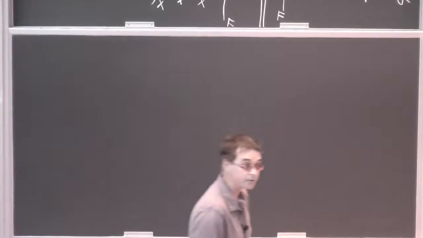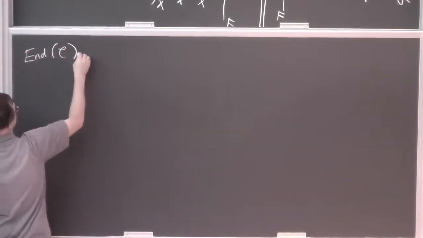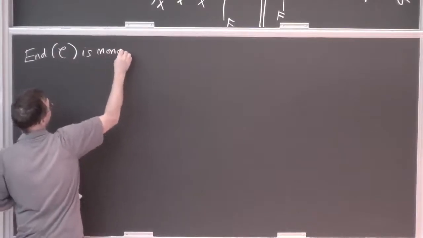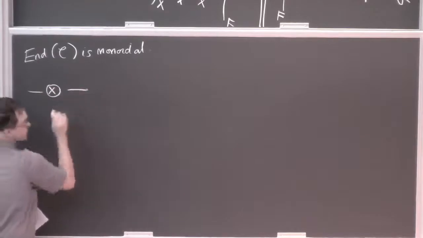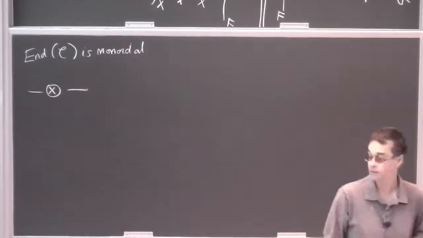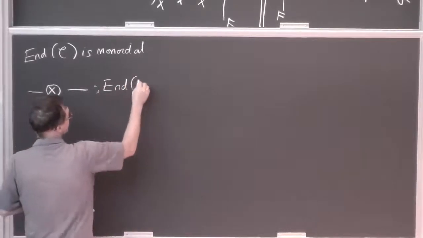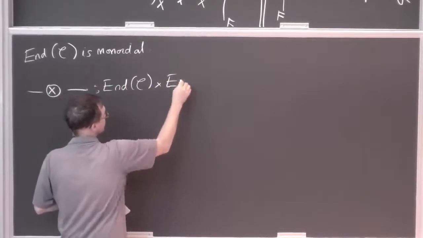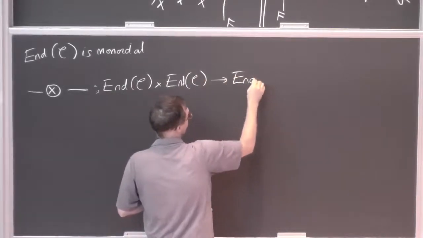Okay, but this category of endofunctors and natural transformations is better than just being a category. It's actually a monoidal category. That means that there's a functor called tensor, which is going to be a functor from this category NC cross, oh, there should be a D in there, NC.